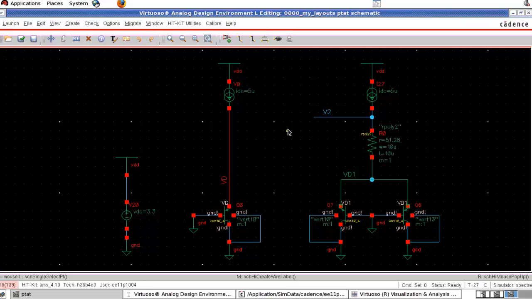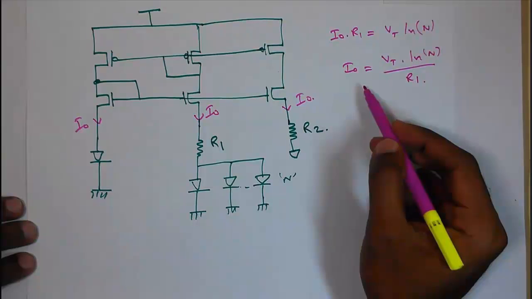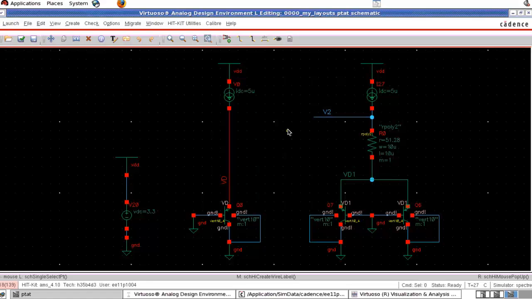So what value of resistor did we put? How will we find the value of the resistance? Initially we passed 5 microampere of current. So to get 5 microampere of current, we can find the resistance as I0 equal to VT into ln n divided by R. So R equal to VT into ln n divided by I0, where I0 is the current that we want to pass through the diodes. So I am using I0 as near to 5 microampere.